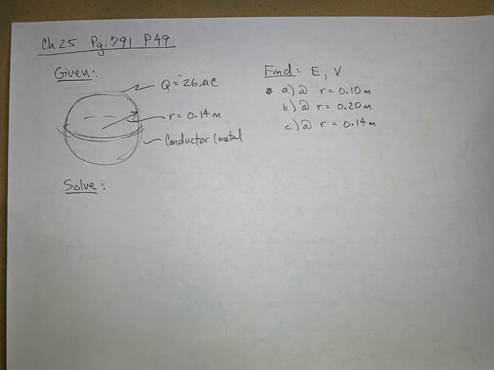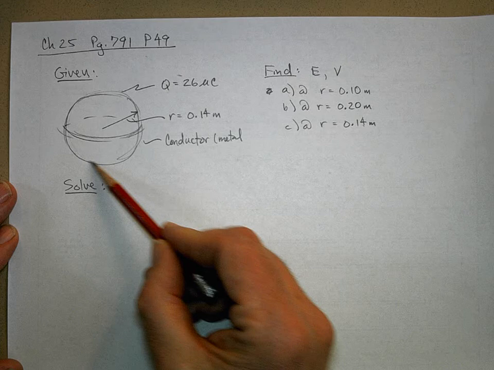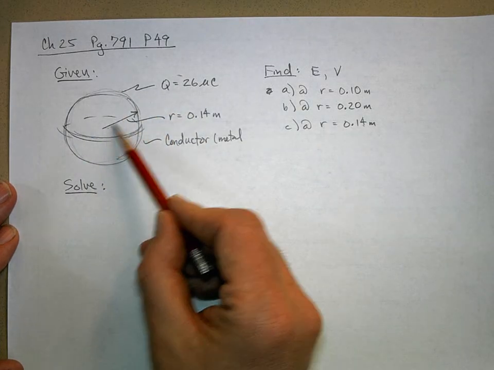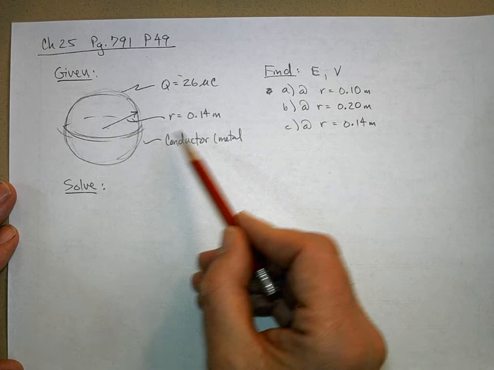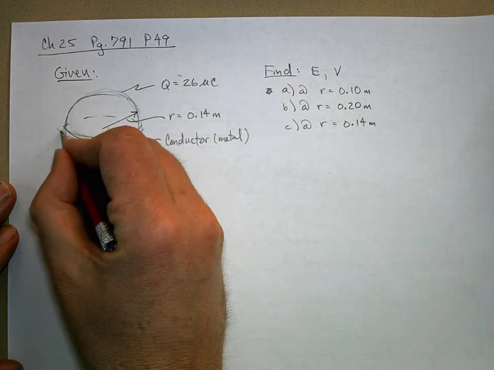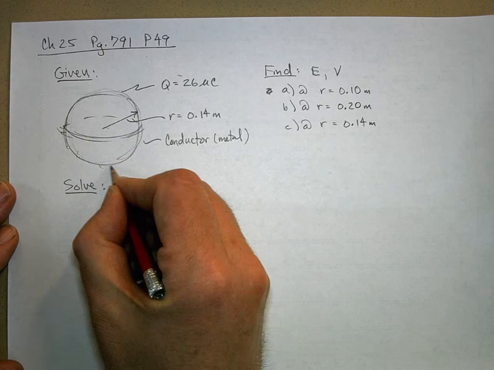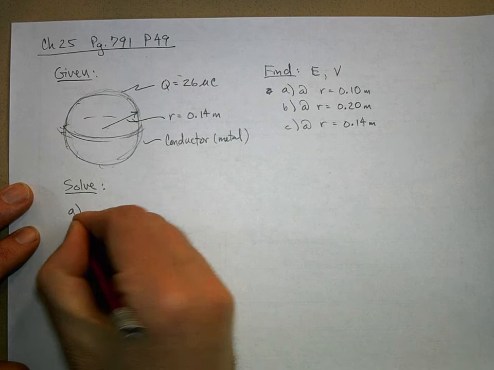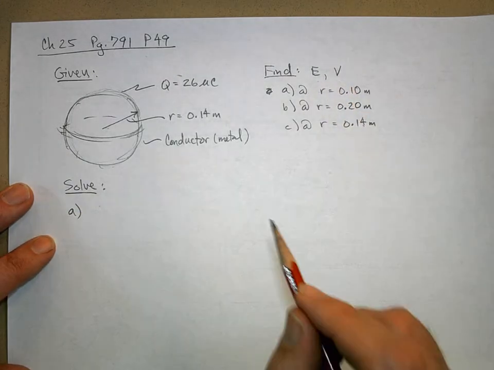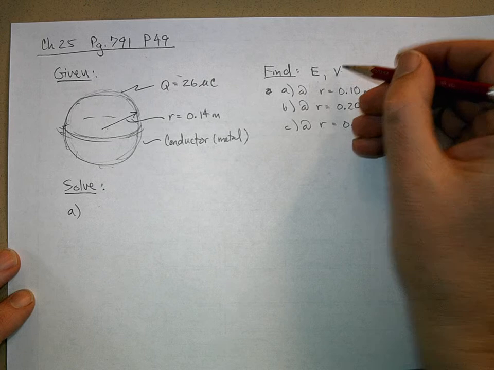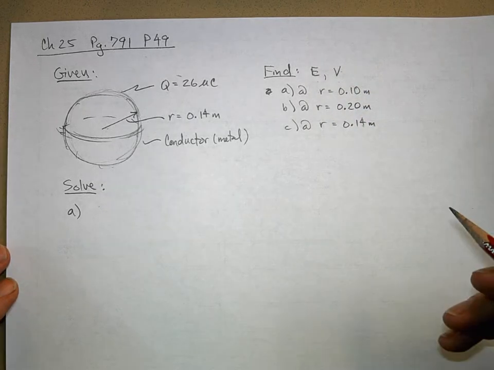So I've already set it up here. Here's our spherical conductor. We know what the charge is. We're given the radius is 14 centimeters. And it's a conductor, or a metal, which means all the charge is on the surface. Now, part A. We want to know what the electric field and the voltage are at these different places.